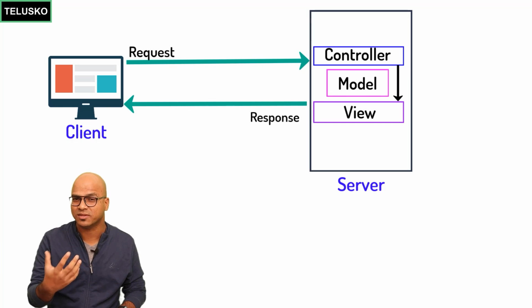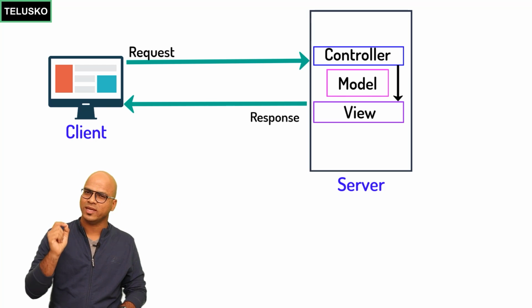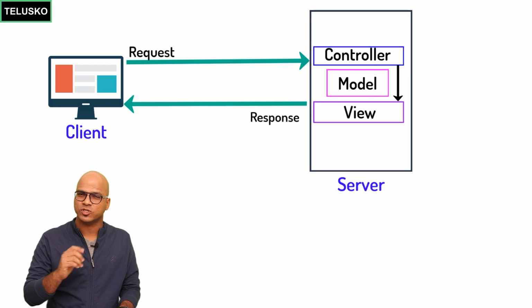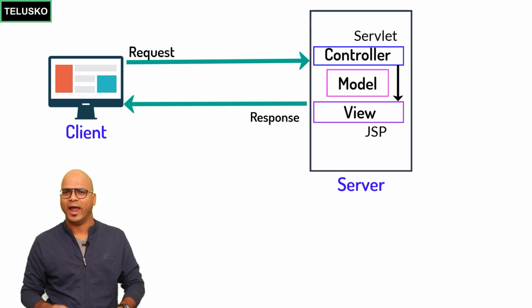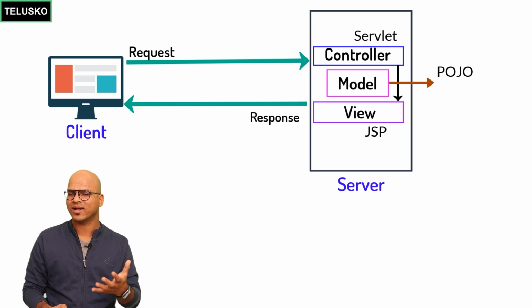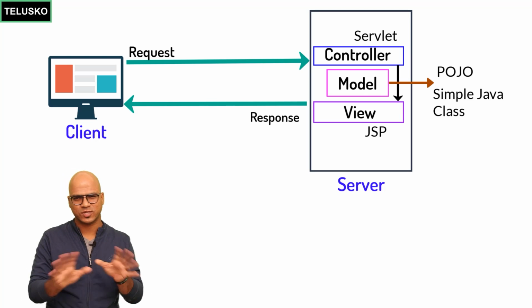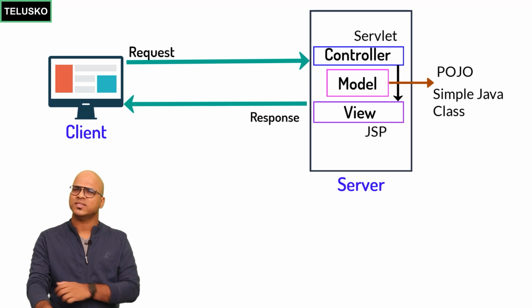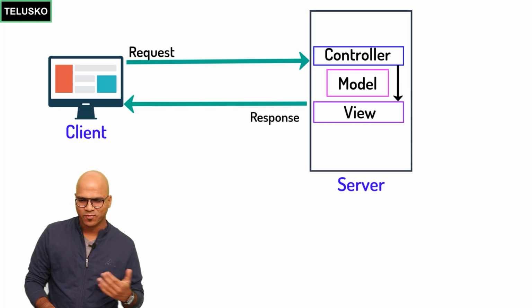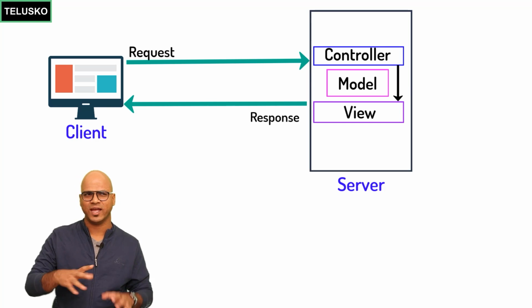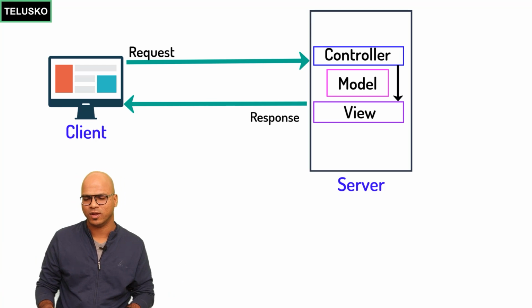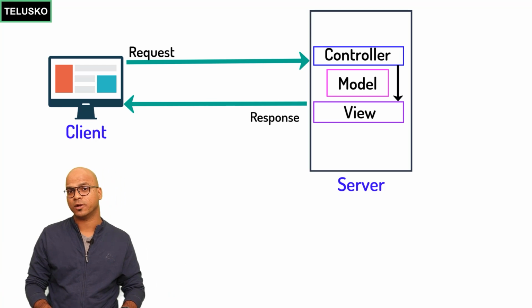We are separating the tasks. So the controller will only accept the request. In the earlier days, we used to use servlets for controllers, JSP for view, and normal POJOs, or normal Java classes, for the model, right? It's that simple. But we got some issues here. The issues were, whenever a client sends a request, it goes to a controller, right? And we are assuming that you only have one controller. But what if you have multiple controllers?